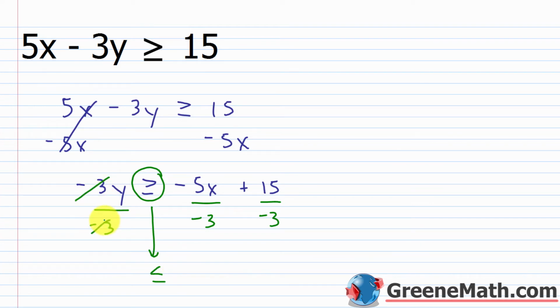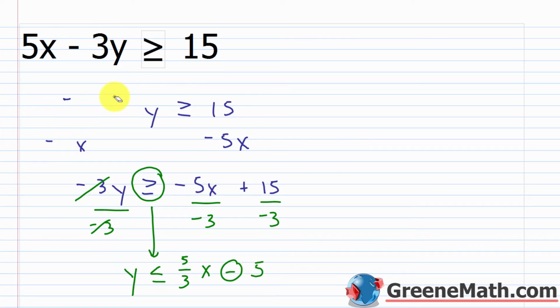So this cancels with this. I've got y is less than or equal to -5 over -3, we just write 5/3, then times x. And this is minus 15 over -3. I've accounted for the negative. 15 divided by 3 is 5. So -5. So I've got y is less than or equal to 5/3 x minus 5.